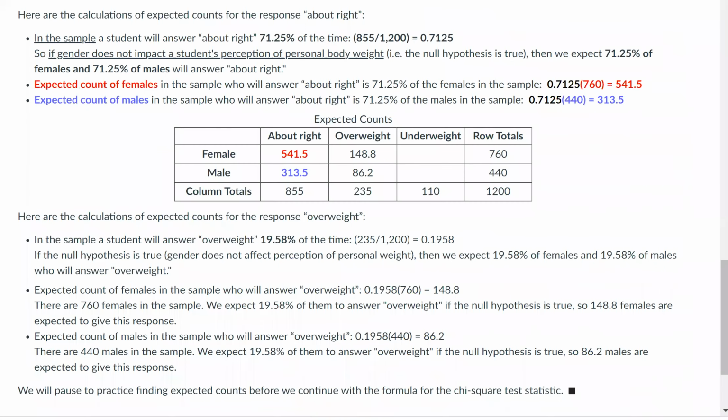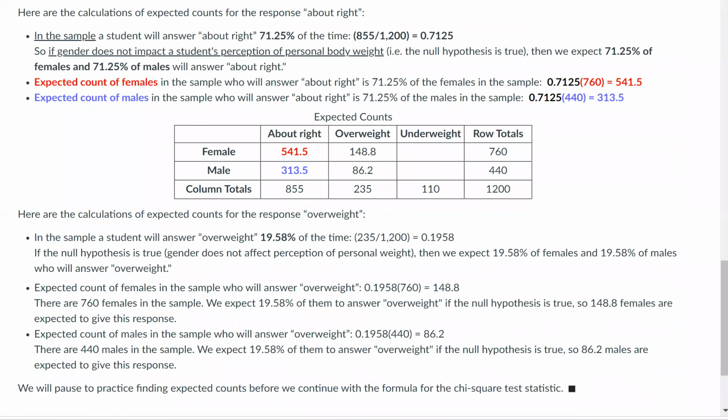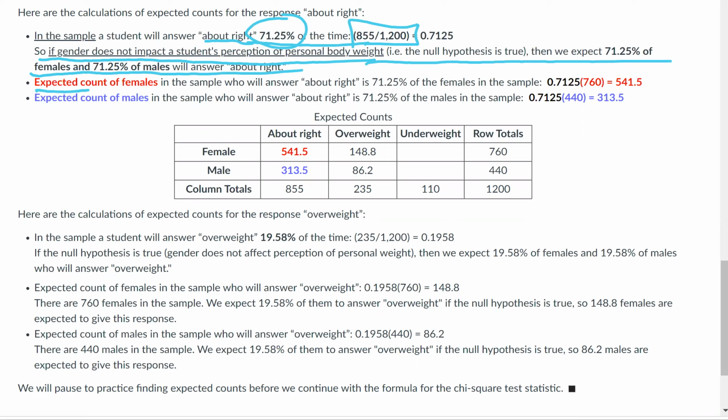So in this sample, a student will answer about right 71.25% of the time, because the total number of people who said about right, whether male or female, was 855 divided by the total number, 1,200. That was a percentage that was in that table. So if gender does not impact the student's perception of personal body weight, i.e. the null hypothesis is true, then we expect 71.25% of females and 71.25% of males to answer about right. Now let's look at the expected count of females in the sample who will answer about right. It should be about the same, 71.25%.